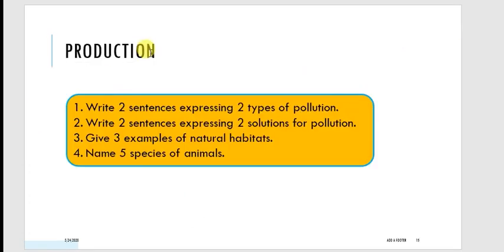Here is a little exercise, a production exercise. First, write two sentences expressing two types of pollution. Second, write two sentences expressing two solutions for pollution. Three, give three examples of natural habitats. Four, name five species of animals.